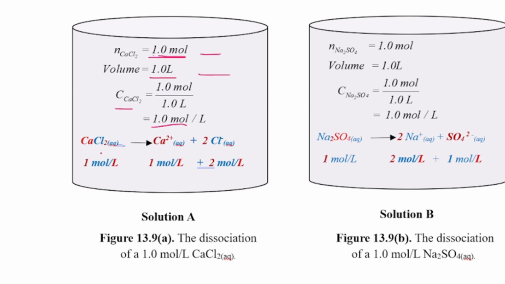So look what happens. This is how calcium chloride dissociates. For every 1 mole per liter of this here, you end up with 1 mole per liter here and 2 moles per liter of the chloride ions.